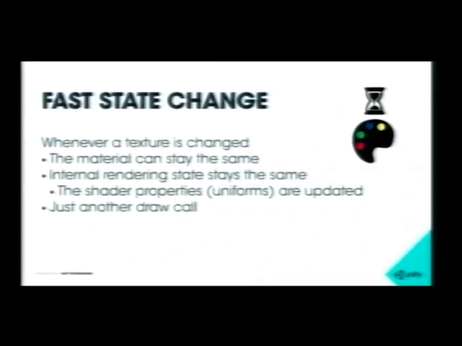Now, a fast state change occurs whenever a texture is changed. When this happens, the material can stay the same because they're shared between the two draw calls. And the internal rendering state, for the most part, stays the same. The only thing that needs to be modified are some of the shader properties or uniforms. Because we're not changing the material, all we have to do is update these uniforms to the currently bound shader program and then issue another draw call.